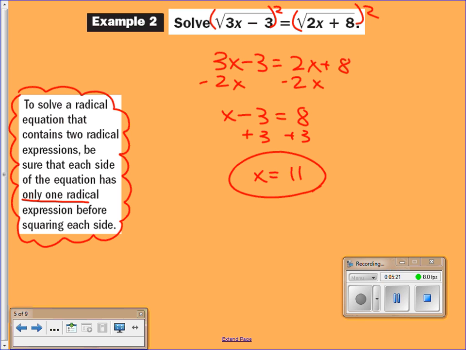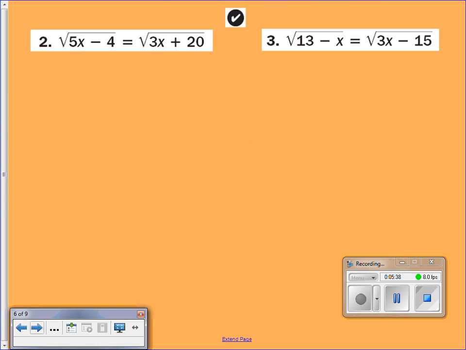And let's check to make sure that 11 makes sense. That would be the square root of 3 times 11, which is 33, minus 3 is 30. Does that equal 2 times 11, 22, plus 8? Yep, the square root of 30 would equal the exact same thing, the square root of 30.